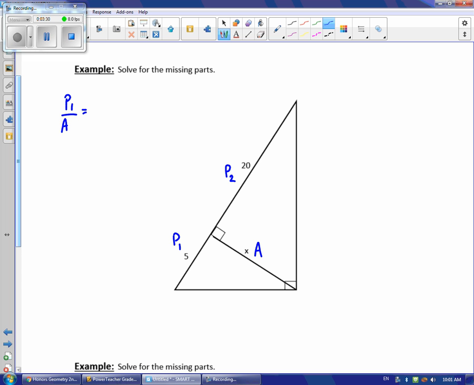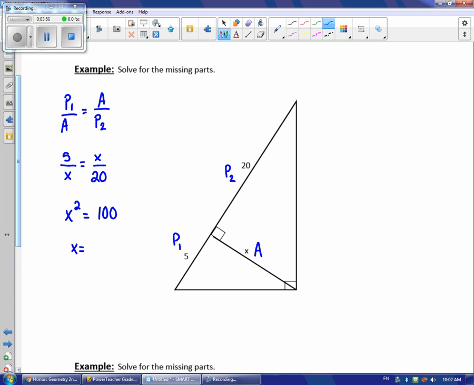What I want you to do is write out the formula for the proportion until you get used to setting it up. So part 1 is 5, my altitude is X, and my part 2 is 20. Remember, when you multiply x times x, it is x squared. It is not 2x. And we get 100.